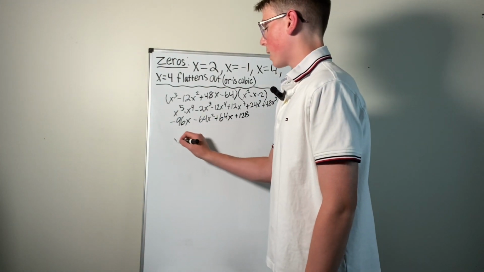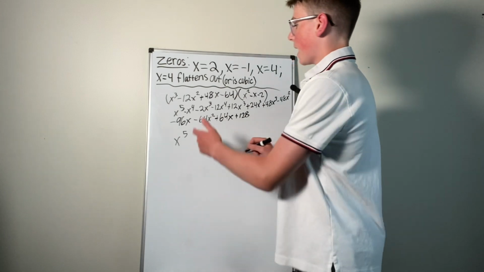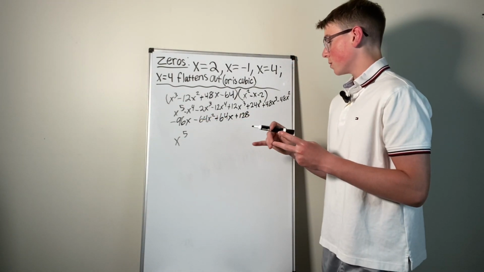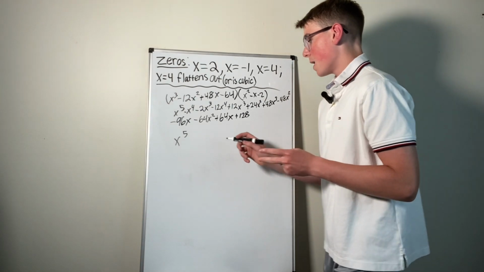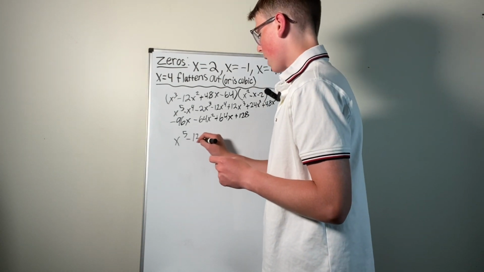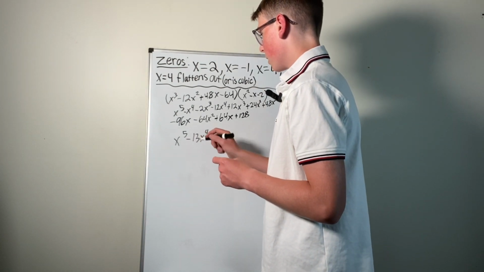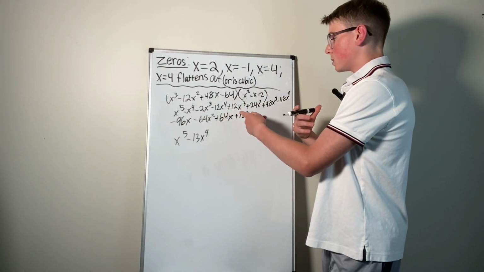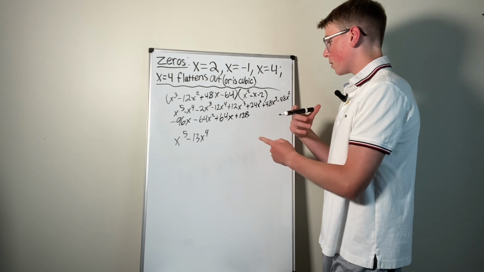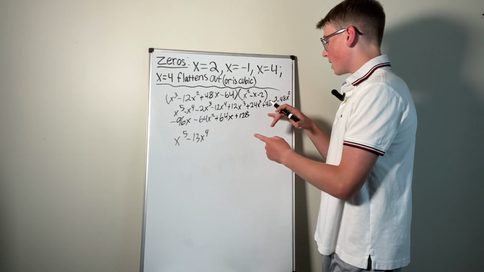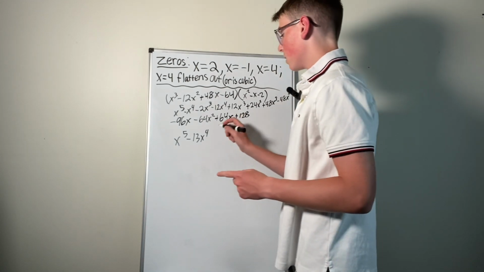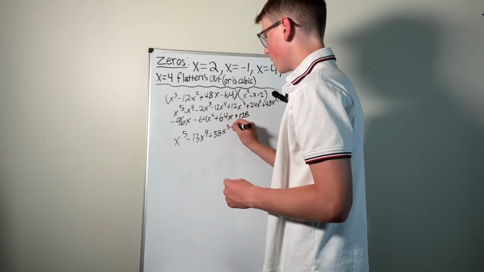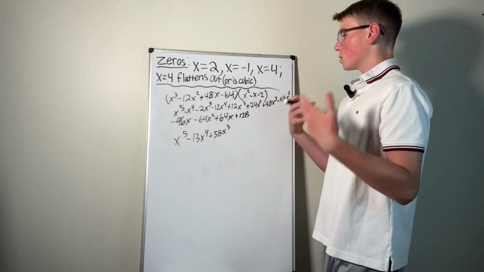So let's start. We have our x to the 5th. Then we see x to the 4th. We have a negative 1 and a negative 12, so negative 13. We have a negative 13x to the 4th. Then we go to our x cubed. Negative 2 plus 12 is 10, plus 48 is 58. So plus 58x cubed.